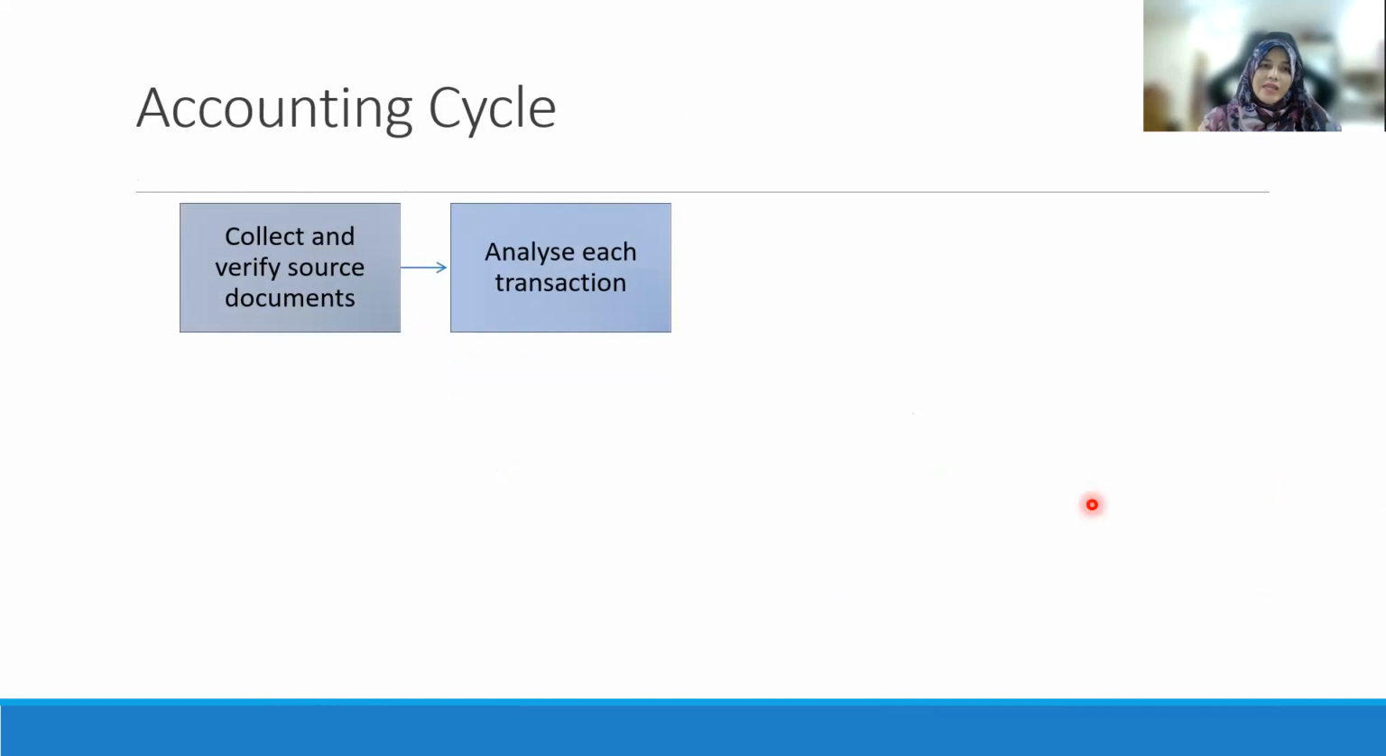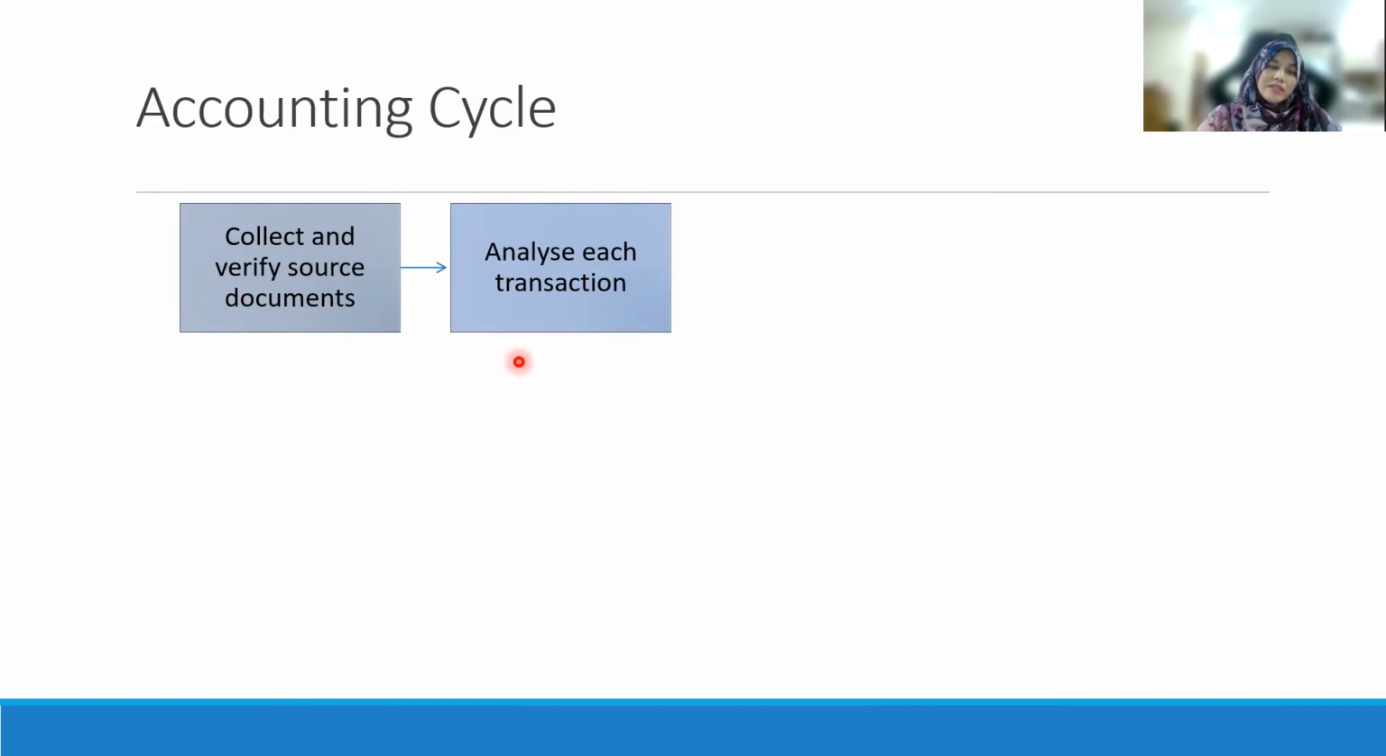So first, they will collect and verify source documents. For example, let's say Tesco buys a product from Nestle. Let's say they bought 100 cartons of Milo from Nestle. So the source document would be the invoice from Nestle, showing that Nestle already delivered the item to Tesco. Those are the source documents of the purchase transaction, and then they will analyze the transaction.